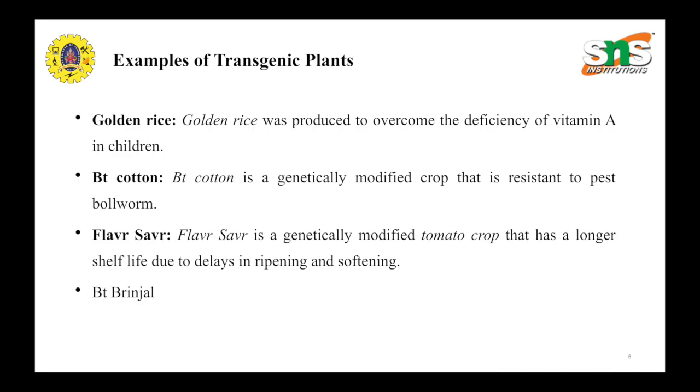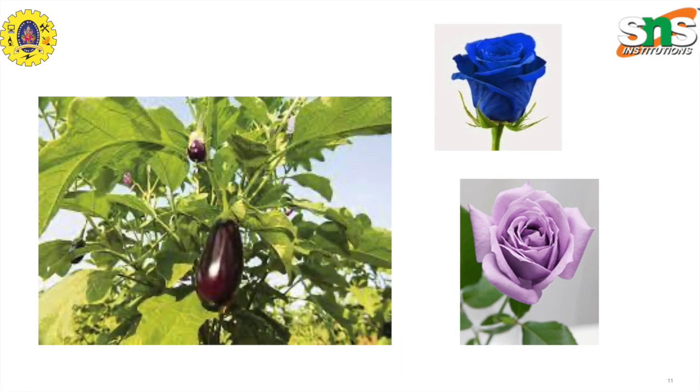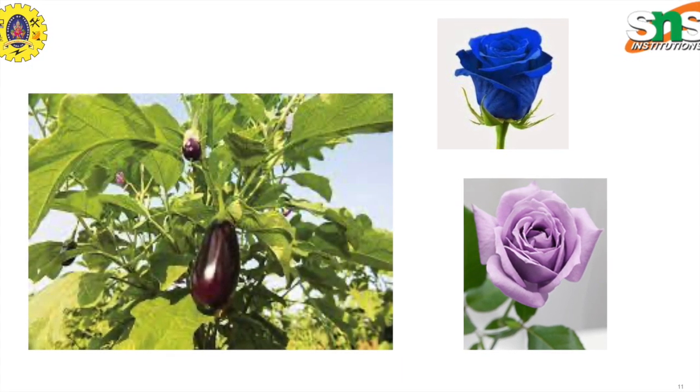The next one is the BT cotton. BT cotton is a genetically modified crop that is resistant to pests. The next ones are the brinjal, genetically modified tomatoes and potatoes.